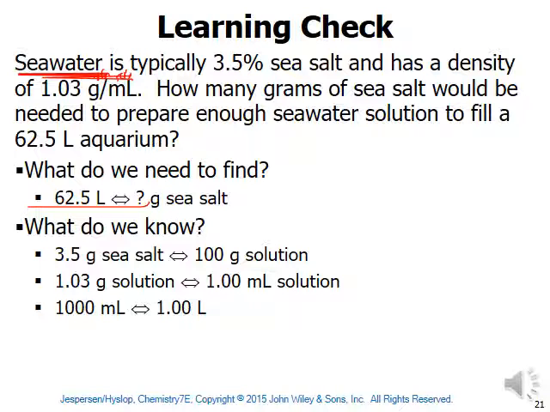Okay, what we know is this: 3.5 grams in 100 grams of solution. The density is 1.03 grams of solution per 1 mL of solution. And we also know that 1,000 mL is 1 liter. So let's see how we put that all together. Now pay attention to this because it takes some thinking.